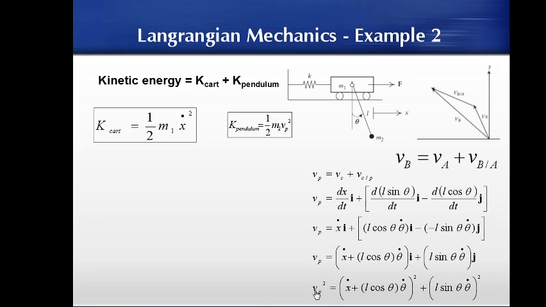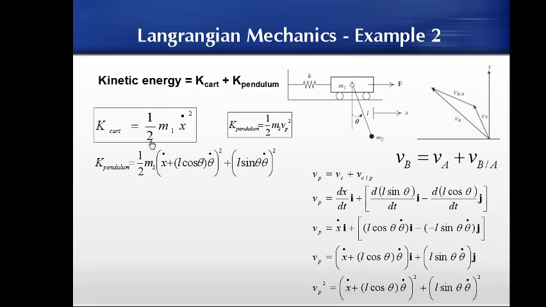So basic concept, Vp square is equal to (x dot plus L cos theta into theta dot) the whole square plus (L sin theta into theta dot) the whole square. Now I can substitute this Vp square into the pendulum expression. So on substituting, I will be getting K pendulum is equal to half m2 into the expression for Vp square, that is (x dot plus L cos theta into theta dot) the whole square plus (L sin theta into theta dot) the whole square. Now I can open up these brackets and apply the properties and find the individual terms.